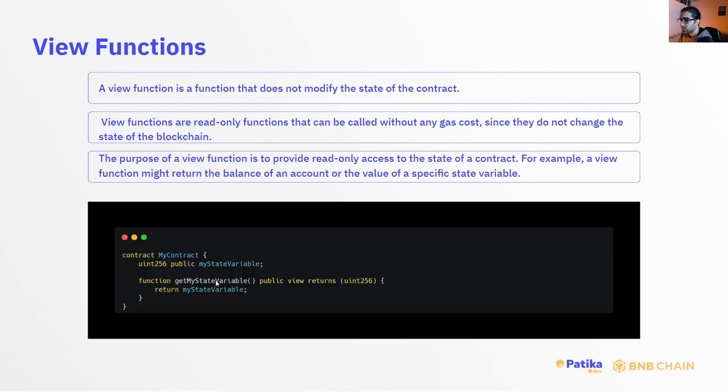Here we have created this variable before, my state variable, and when you read it inside a function, you need to make this function a view function. Here we are just returning the value. We are not changing my state variable's value. Okay, that's important. So pure functions.